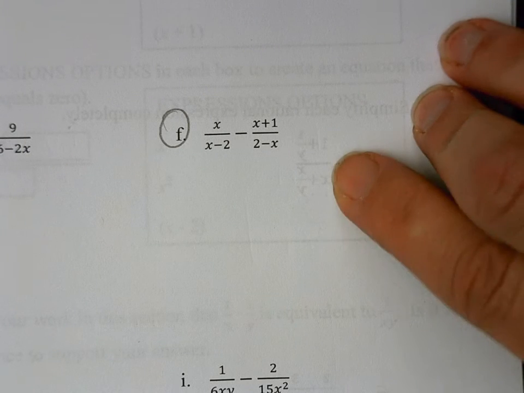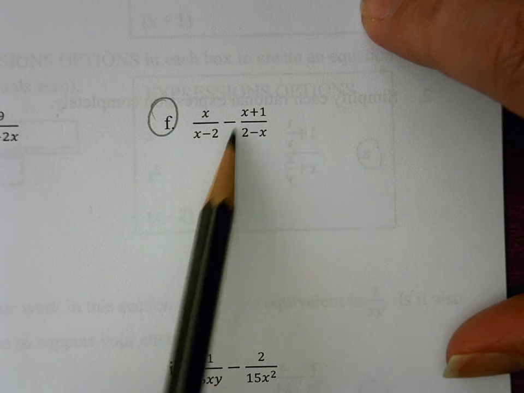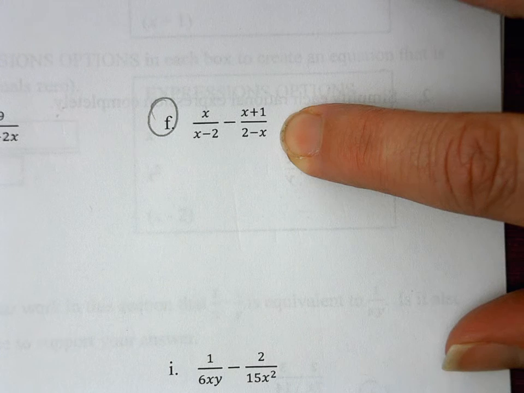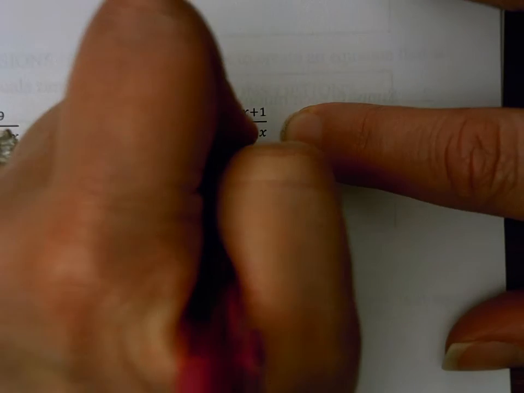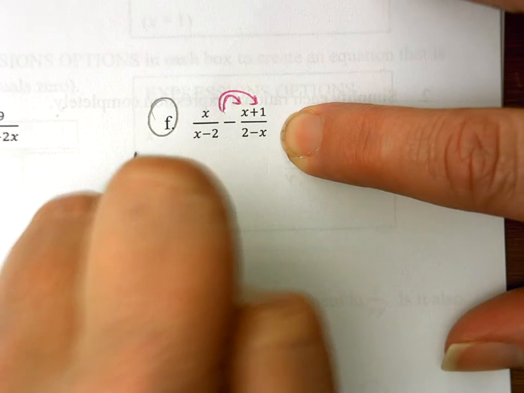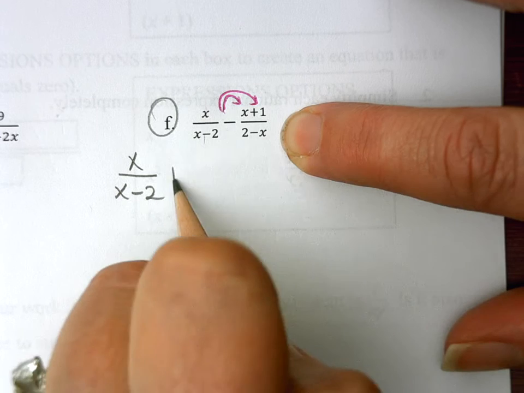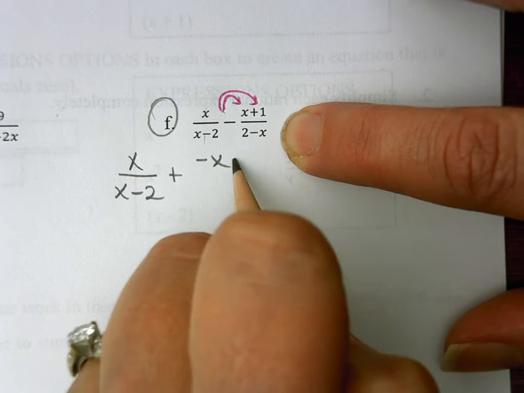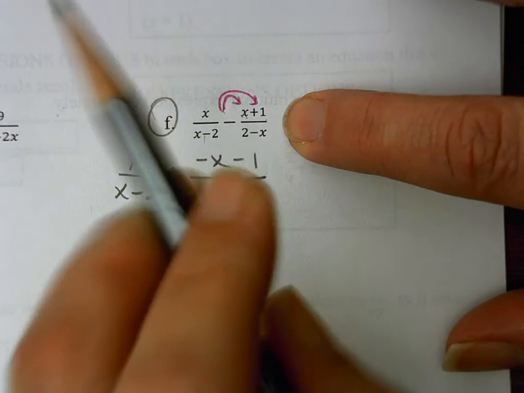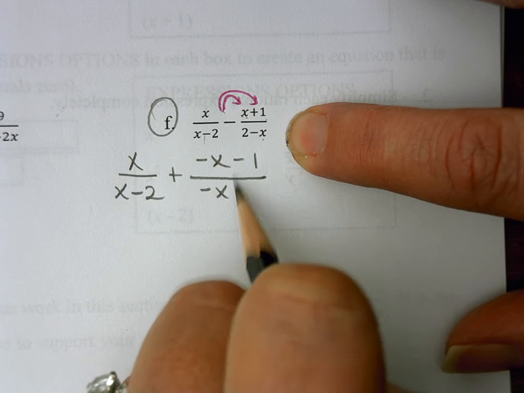Okay, and then let's take a look at number 1, and this is F. So this is out of order here, so I want to rewrite that, and I'm also going to, at the same time, distribute that negative. So the first fraction stays the same, and then I'm going to add and distribute the negative into the numerator. So this will turn into negative x and negative 1. And then over here, I'm going to put the x term first, and then the constant.